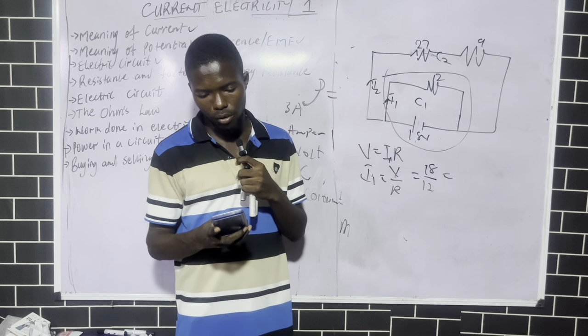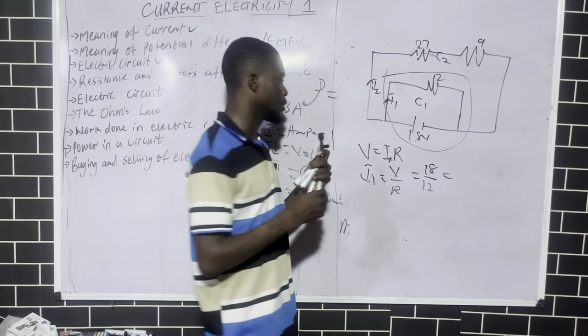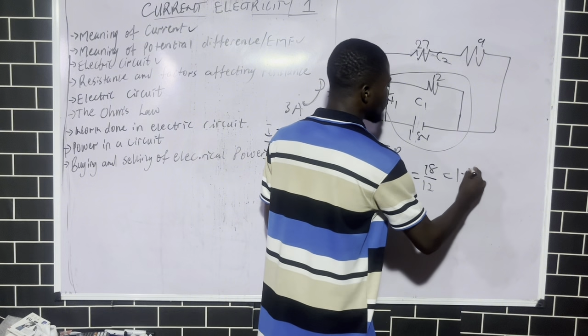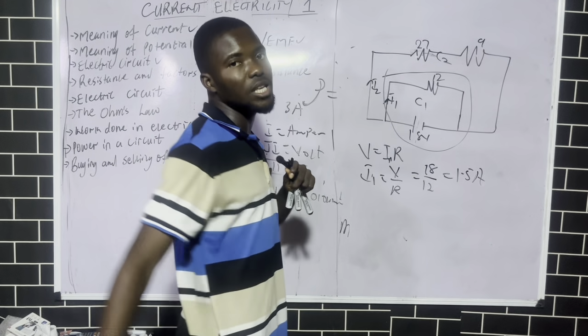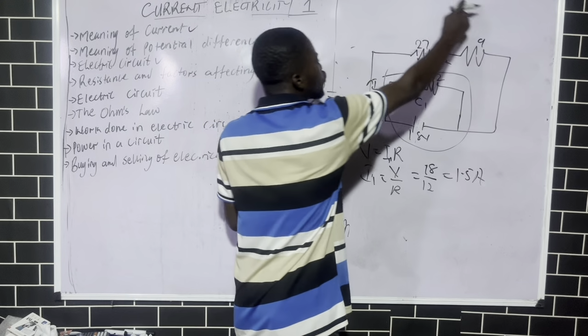18 divided by 12. That's 1.5. Sorry, that's 1.5 amp. Is this the current going through the circuit? No, I have to get it for this one too. So I'll now move to circuit 2.